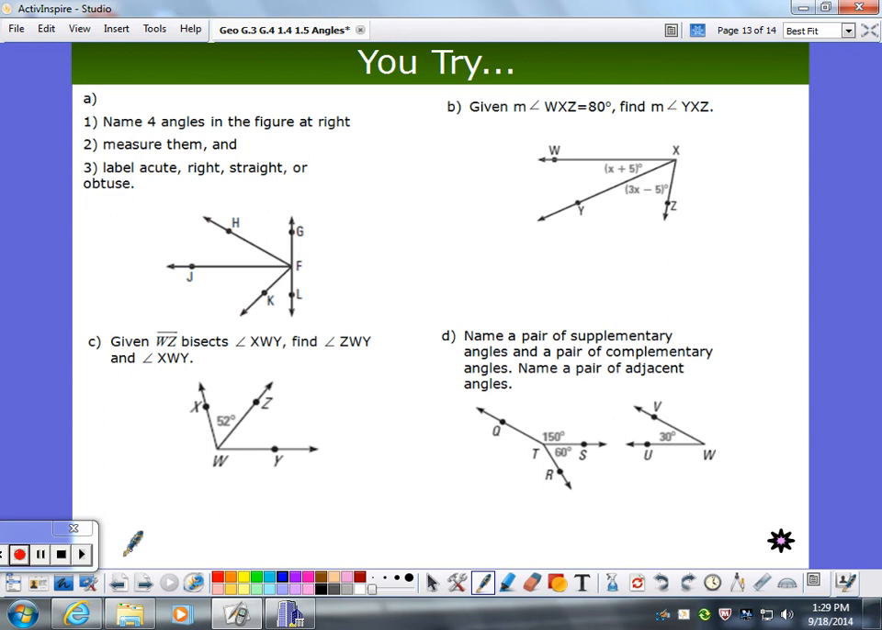All right, so we are up to your tries. Before we go there, I just want to talk a little bit. But that's basically the new stuff that we're learning here.